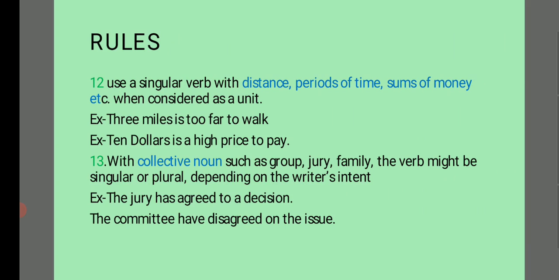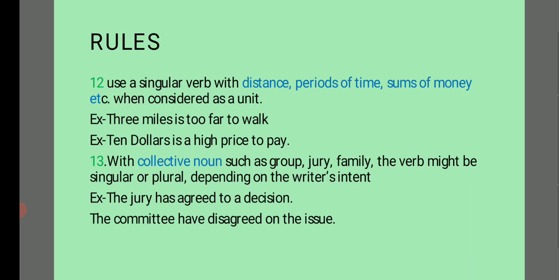Next is use of a singular verb with distance, period of time, sum of money are considered as a unit. 3 miles, हम distance की बात कर रहे हैं, एक particular unit की बात कर रहे हैं. So again it will be treated as a singular subject. 3 miles is too far to walk. $10 is a high price to pay. Though it is dollars, it is with S, लेकिन ये एक यूनिट की हम बात कर रहे हैं. So it is again a singular subject. So we will be using a singular verb.